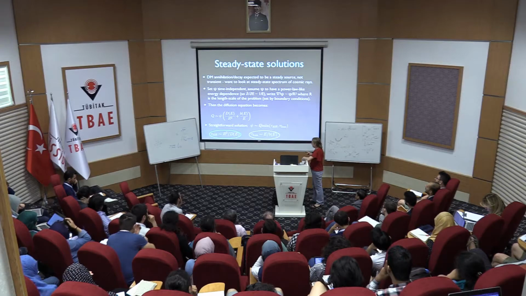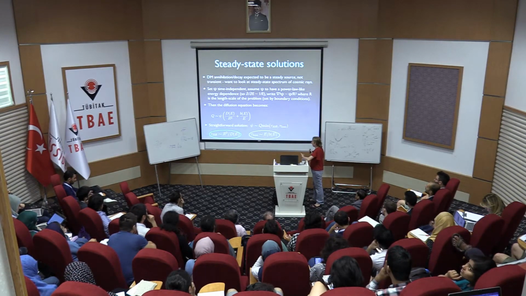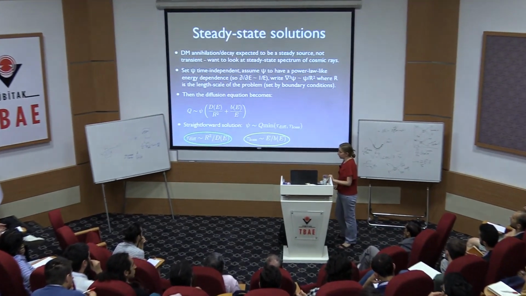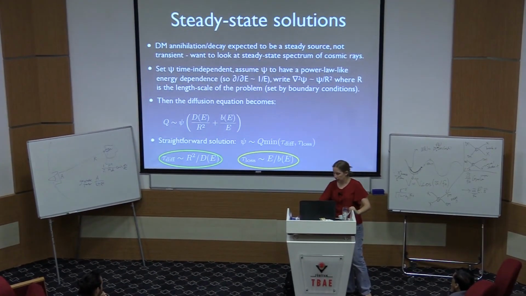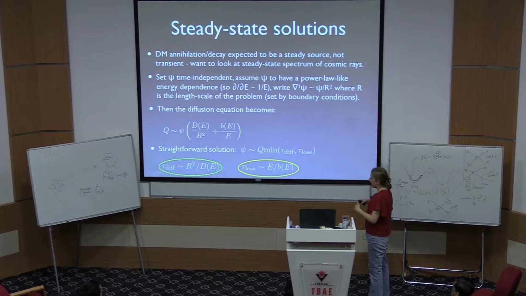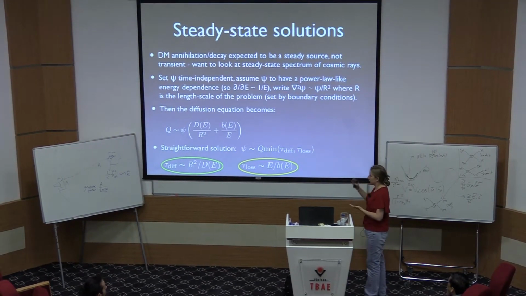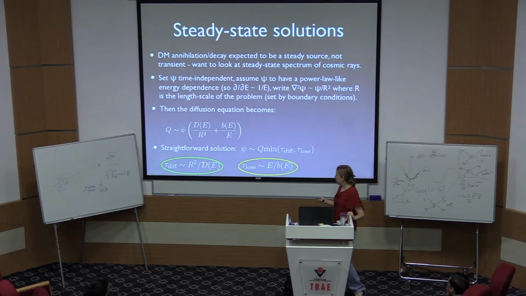Which one of these processes is faster then basically determines the steady state spectrum: it is going to be the injected spectrum of cosmic rays multiplied by a factor which is just set by the time scale for diffusion or the time scale for loss, whichever of these is faster. So what this means is that as these cosmic rays propagate throughout the galaxy, the zeroth order thing that happens is just that their spectrum is tilted by either the energy dependence of the diffusion coefficient or by the energy dependence of the losses.